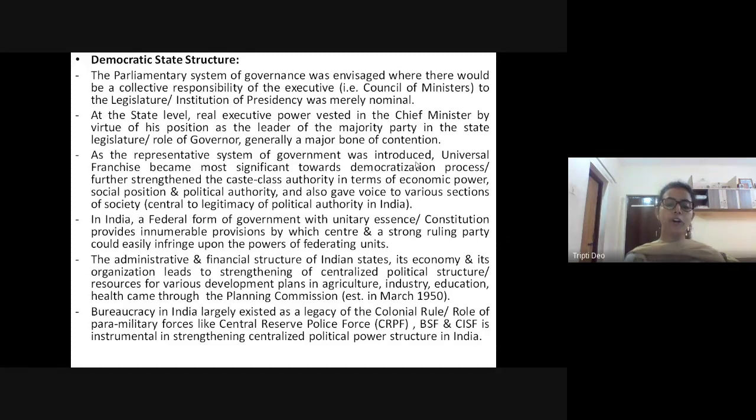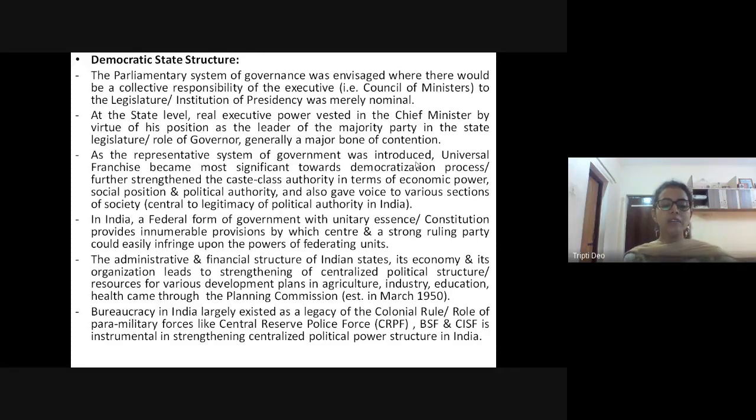Yes, so in India, a federal form of government with a unitary essence, the constitution provides innumerable provisions by which the center and a strong ruling party could easily infringe upon the powers of federating units. So yes, we have governance at two levels. There's a union government, the central government, and there is the state government. But the constitution also gives more powers to the central government. If you look at the preamble, it says union of states. That means states are there. There are many states in India. But they are all together because of a union, which is the union government. So sometimes the union government or the central government does infringe on the rights or does interfere in the powers of the federating units, which is the state powers.